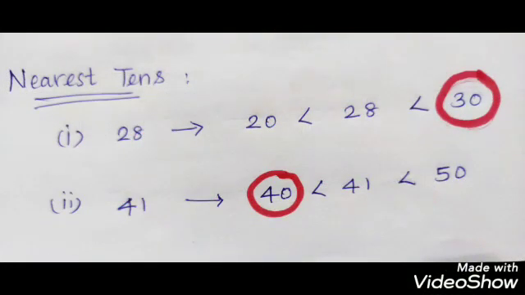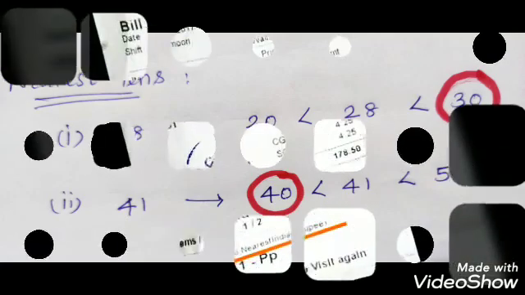First, nearest tens. Let me take a number 28. 28 lies between 20 and 30. Right? We are talking about tens. So we are taking 20 and 30. 28 is very close to 30. So we can round off to 30. Taking 41, it lies between 40 and 50, and 40 is very close to 41. So we can round off to 40.